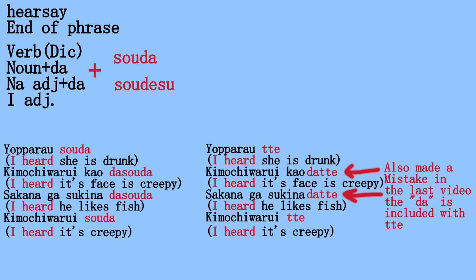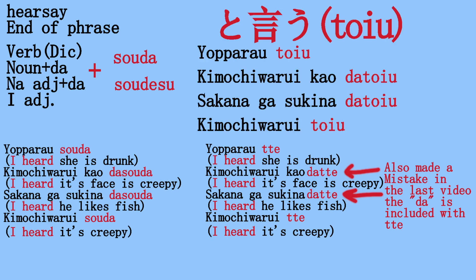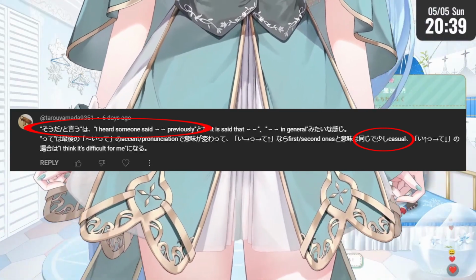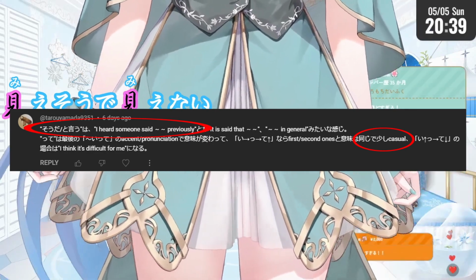You can use soda and the te particle for hearsay as I explained there. However, you also can use toiu in the same way as hearsay. Other examples I found about it, it seems that soda and toiu are pretty much interchangeable, but was also confirmed by the Japanese viewer. And so is the te particle. However, the te particle is a bit more casual speech, and there are other things you have to be careful about, which he pointed out to me and I will go over a bit later.